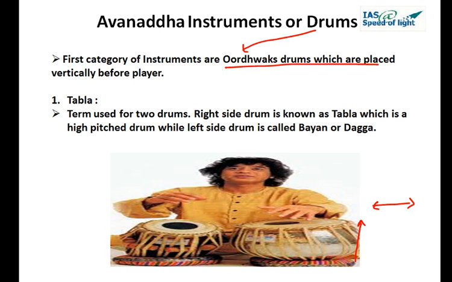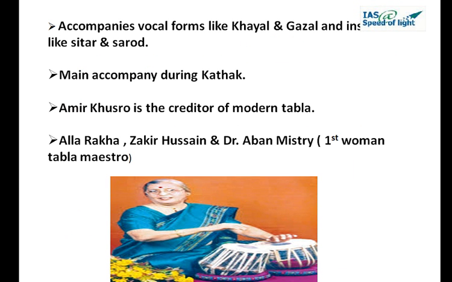Tabla is a term used for two drums. The right drum is known as tabla, which is the high pitched drum. While the left drum, which is the bigger one, this is the shorter one, is known as bayan or dagga. It accompanies vocal forms like Khayal and Ghazal.